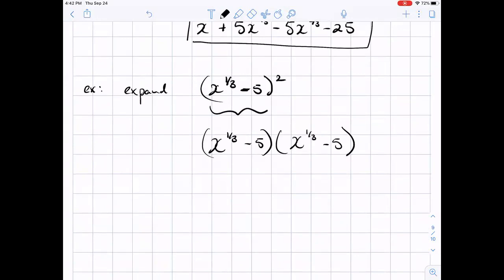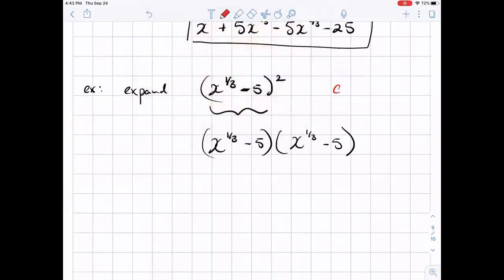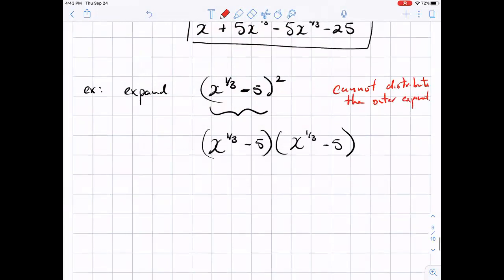You cannot, and I'm going to write this in red, cannot distribute the outer exponent. Okay? Cannot. So if you multiply these two, you get x to the 1/3 plus 1/3.